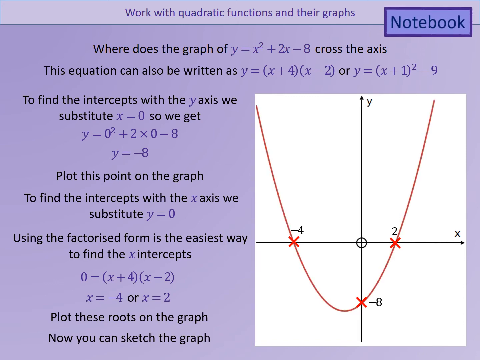So here's my sketch. I knew that the minimum point was not going to be at 0, minus 8. So that's a common misconception. Be careful about that. A lot of students assume that the lowest point on this curve is going to be the y-intercept. Because of the symmetry of the curve and the fact that minus 4 is further away from the origin than 2, I know that my minimum point is going to be a little bit to the left of the y-axis. So hence why the graph drops down a little bit further below the minus 8. Minus 8 is not the minimum point.